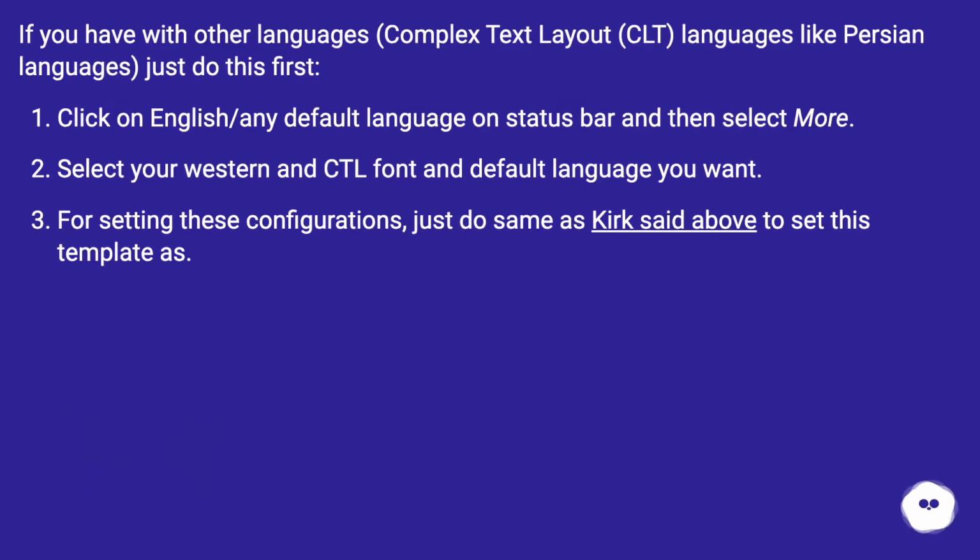If you work with other languages, complex text layout, CTL languages like Persian, just do this first. Click on English or any default language on the status bar and then select More. Select your Western and CTL font and default language you want. For setting these configurations, just do the same as Kirk said above to set this template as default.